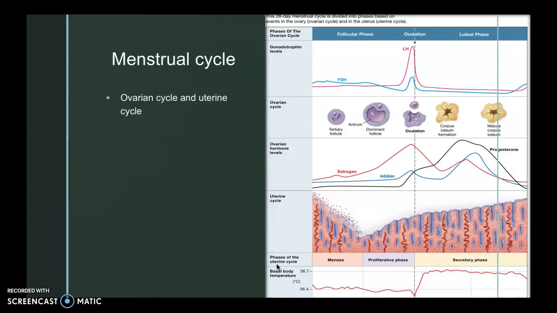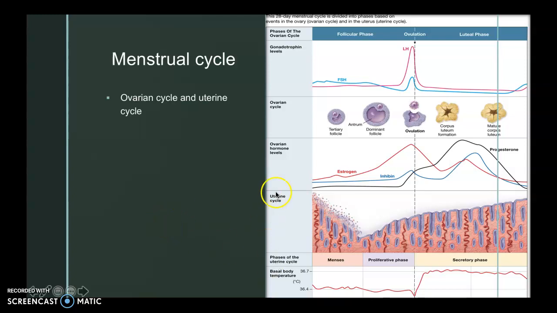All right. So the menstruation cycle is measured by the ovarian cycle and the uterine cycle. This picture from Silverthorne, which is actually a great picture and has helped me a lot when studying to understand how these intertwine and align, goes over each phase and different hormonal levels, and then also the gonadotropin levels.